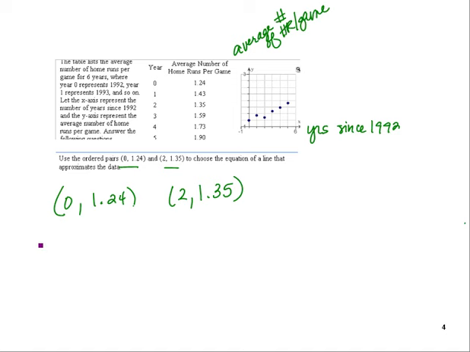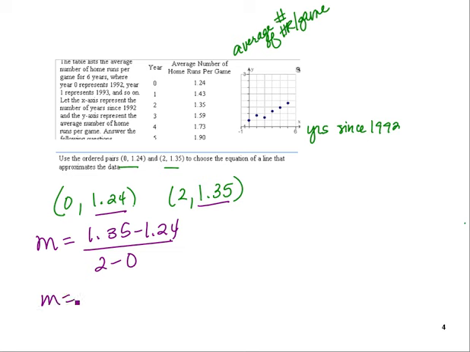But by hand, we would have to find the slope. So y2 minus y1 over x2 minus x1. So 1.35 minus 1.24 is 0.11 over 2. So our slope is what is that, 0.55? Just confirming on my calculator for a minute. Yep. Okay, so now we know the slope.